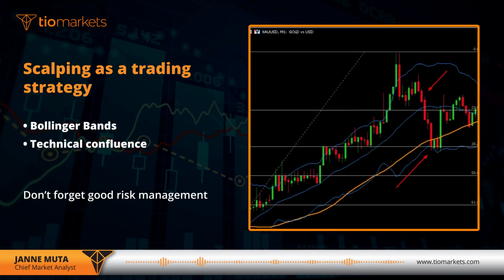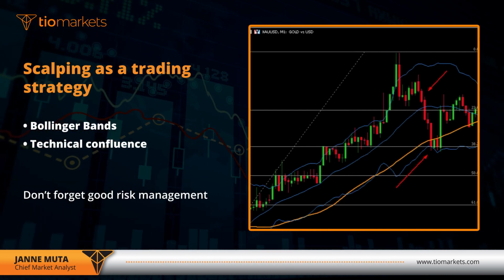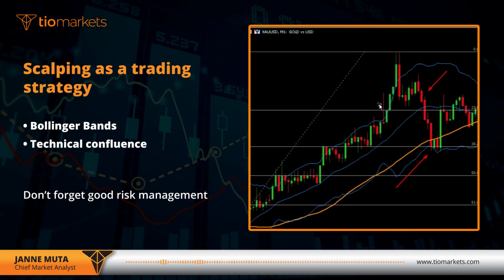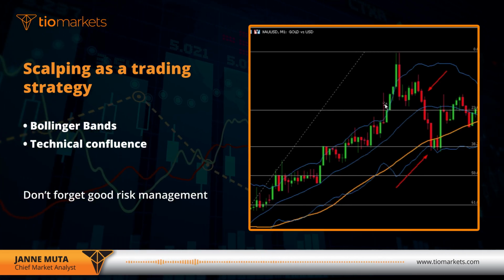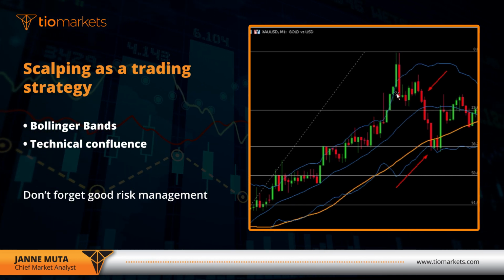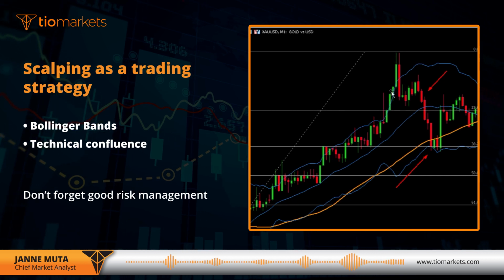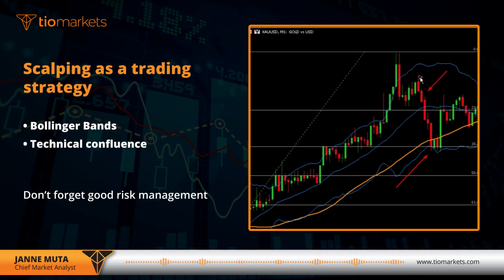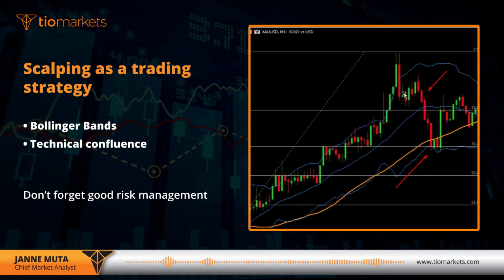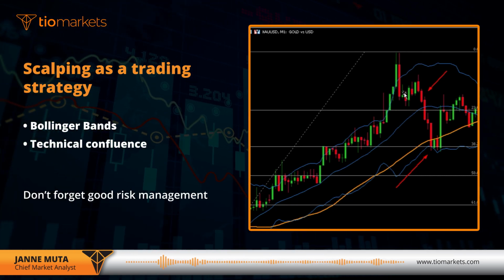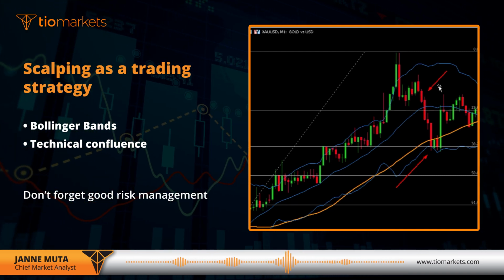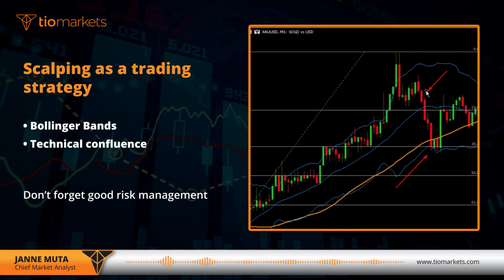Then Bollinger Bands. Here I have a couple of examples of how to use the Bollinger Bands. First of all, when the market rallies higher and then retraces back, that's a sign of weakness when the price comes inside the upper Bollinger Band. But when it creates a lower high, that's kind of a confirmation that we have probably a retracement or deeper retracement ahead. So that's a sell signal there.